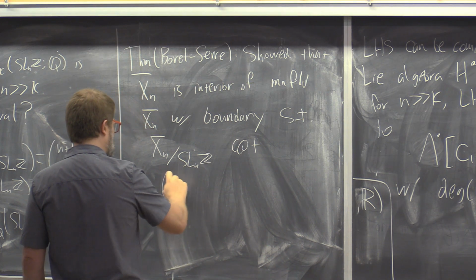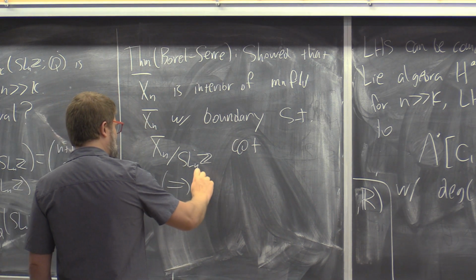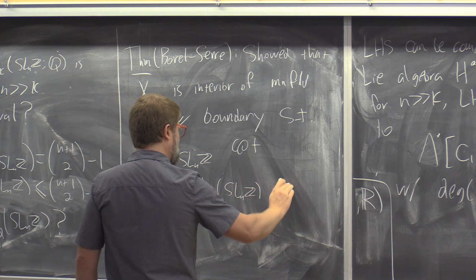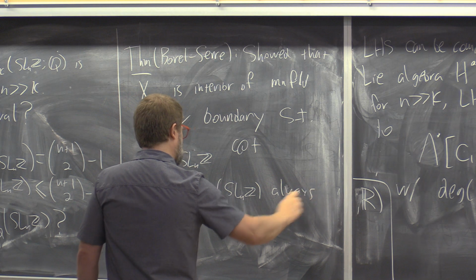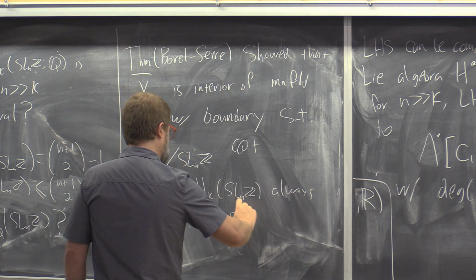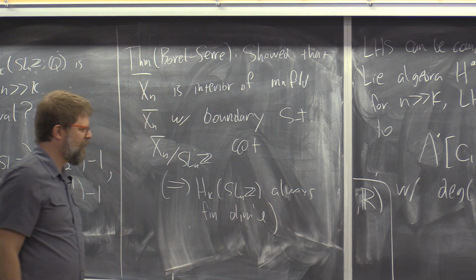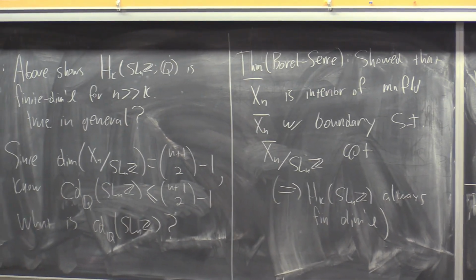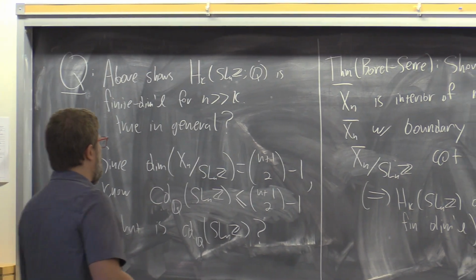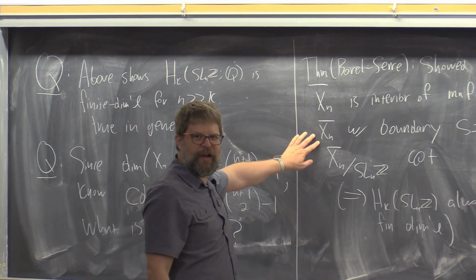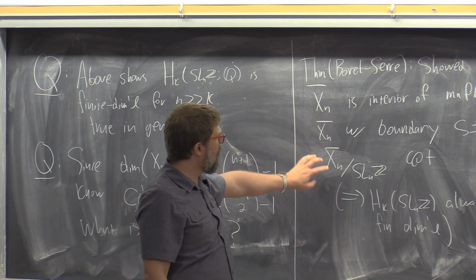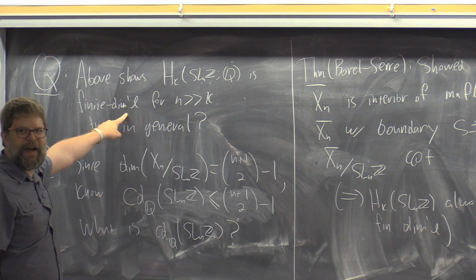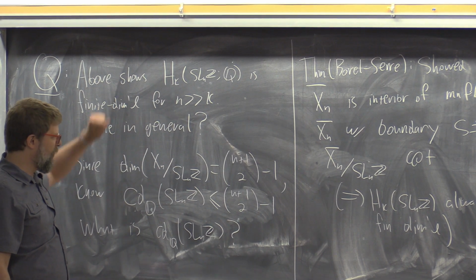And so we see that SL_n(Z) is always functional. Over all, you can do little spectral sequence arguments as well. So they constructed a bordification of this space, right? The space is the interior of a manifold with boundary, and so the quotient is a compact manifold. Okay, so that gives us finiteness, because a compact manifold has finitely generated homology.